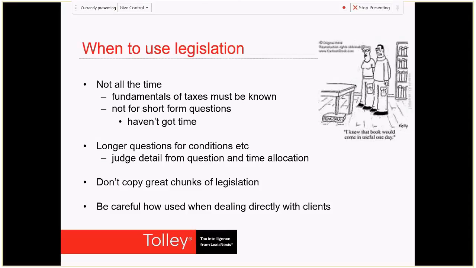If the examiner asks for section numbers, put some section numbers in if you know them. But if you're running out of time, don't waste your time looking them up. Move on to another question, get some more marks elsewhere.